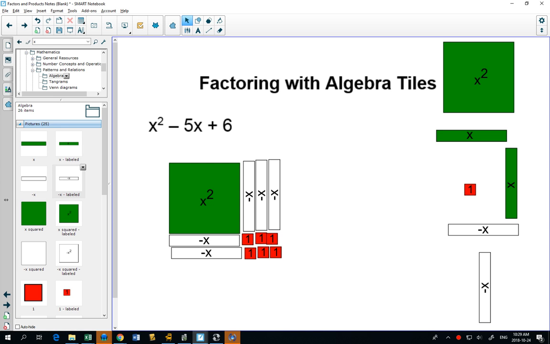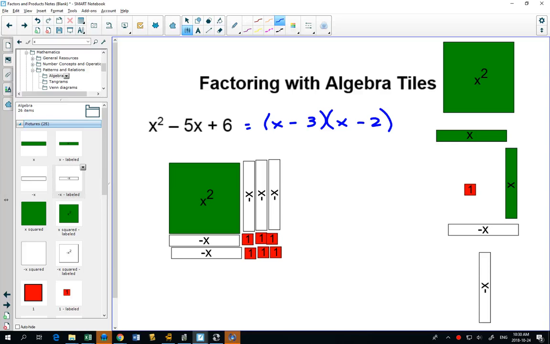How did I do this? I cheated because I used the fact that we already know how to factor. What's this going to be? X and x. How am I going to get 6? 3 and 2, and they would both have to be negative. So I cheated a little bit because I already knew the answer, so I knew how to build my rectangle.